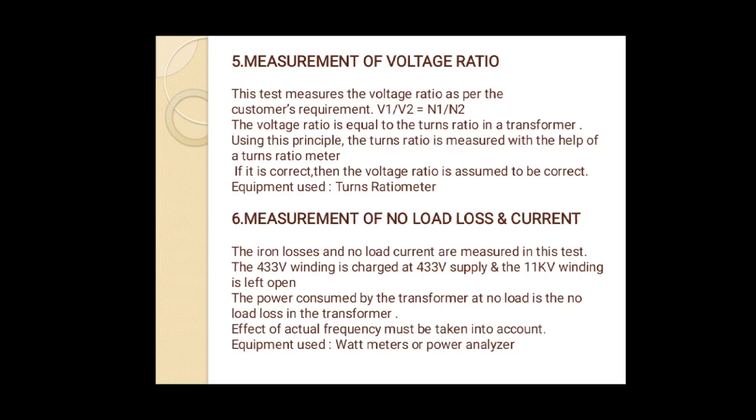Sixth one is measurement of no load loss and current. In this test, the iron loss and no load current are measured. The 433 volt winding is charged at 433 volt supply and the 11 kV winding is left open. The power consumed by the transformer at no load is the no load loss. The effect of actual frequency must be taken into account. Equipment used are wattmeters and power analyzer.